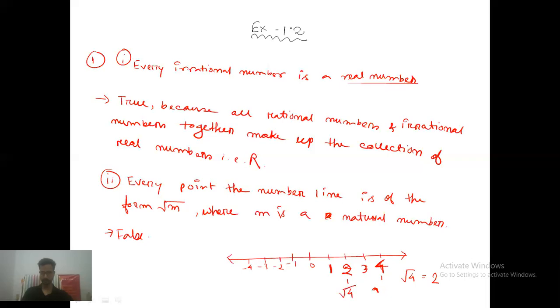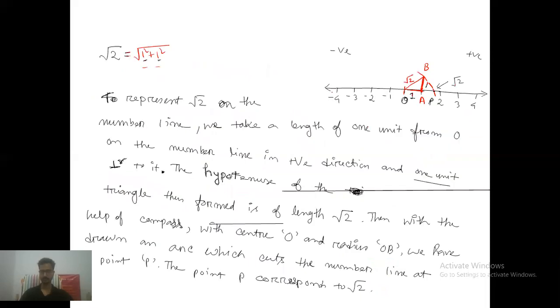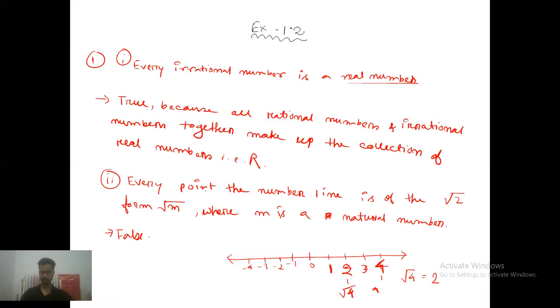That means root 4 is a number on the number line where it can be plotted. 2, we can plot on the number line. That's why root 4 is 2. In the same way, root 2 also we can plot. Just now we have plotted root 2 here with the help of compass. Root 5 also we can plot.